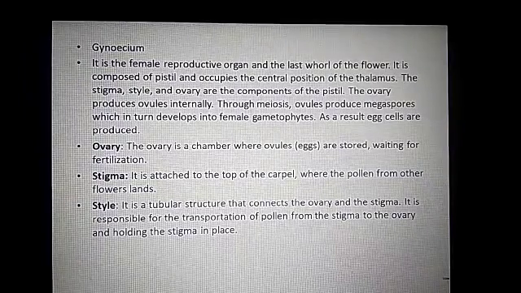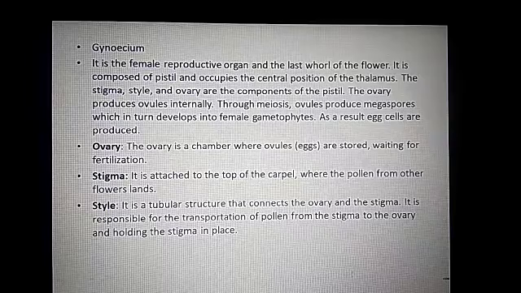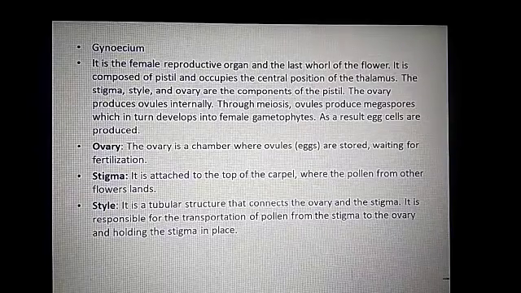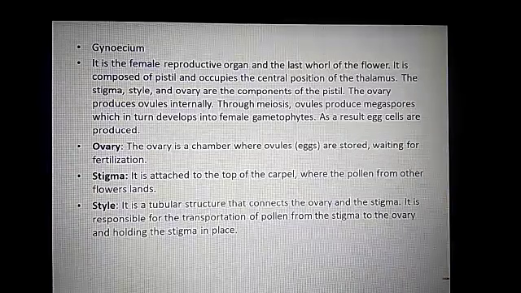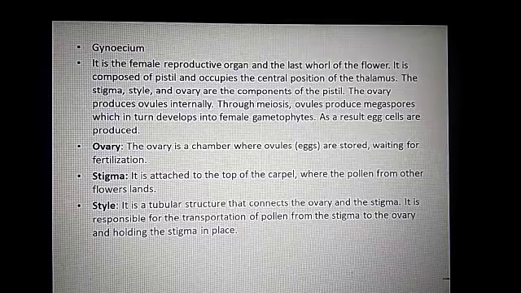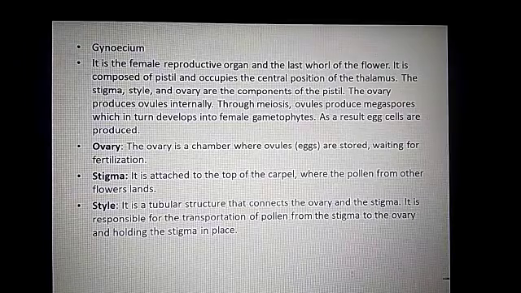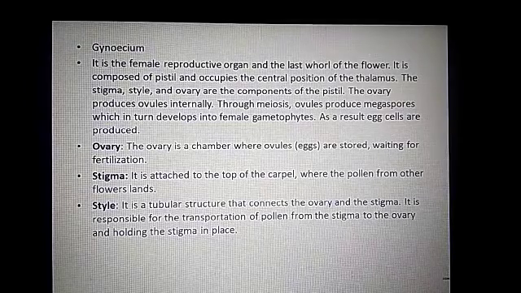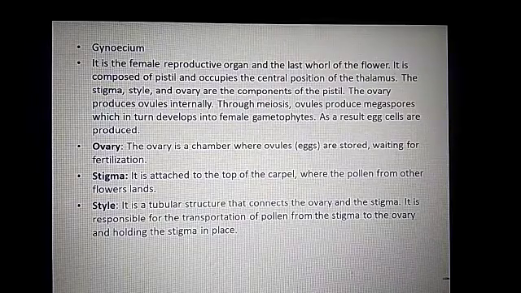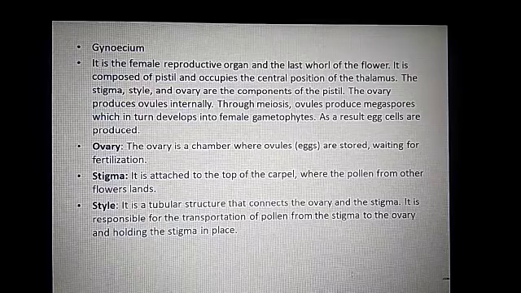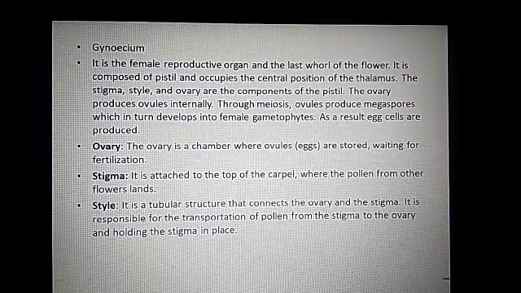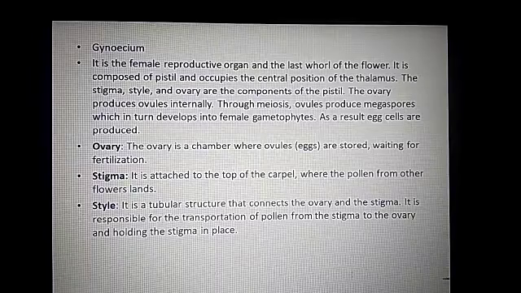The ovary is a chamber where ovules are stored, waiting for fertilization. The stigma is attached at the top of the carpel, where pollen from other flowers lands. Thus pollination occurs. The style is a tubular structure that connects the ovary and stigma. It is responsible for the transportation of pollen from the stigma to the ovary.